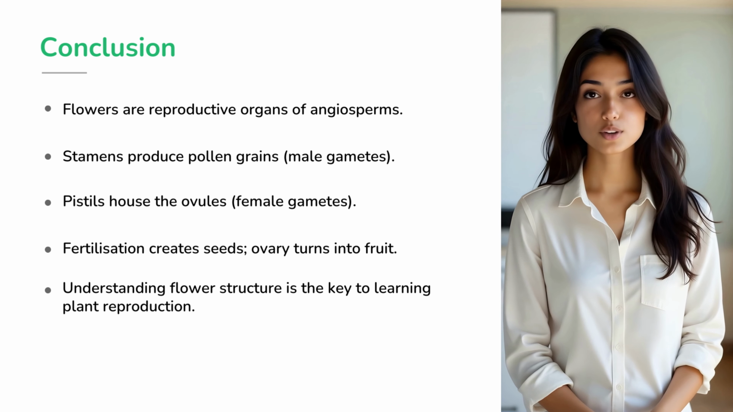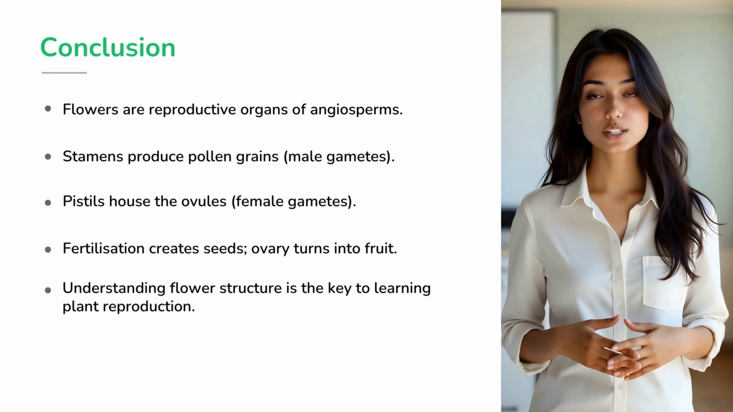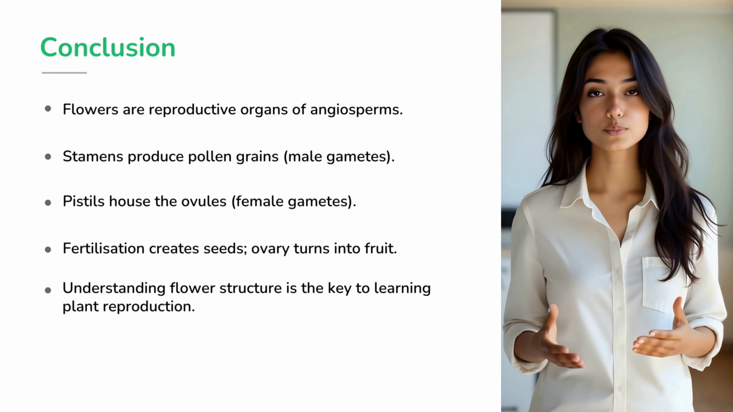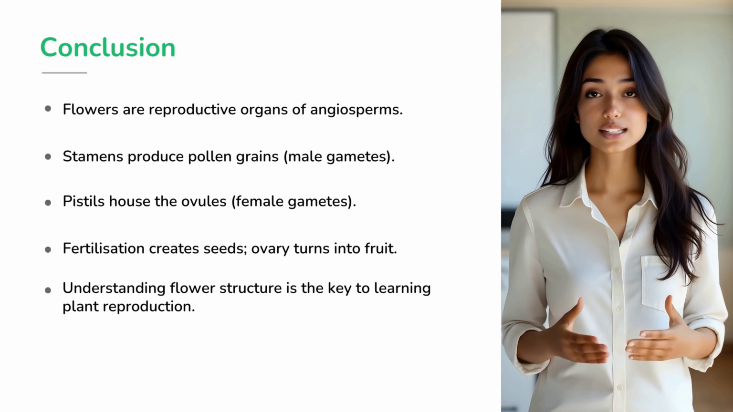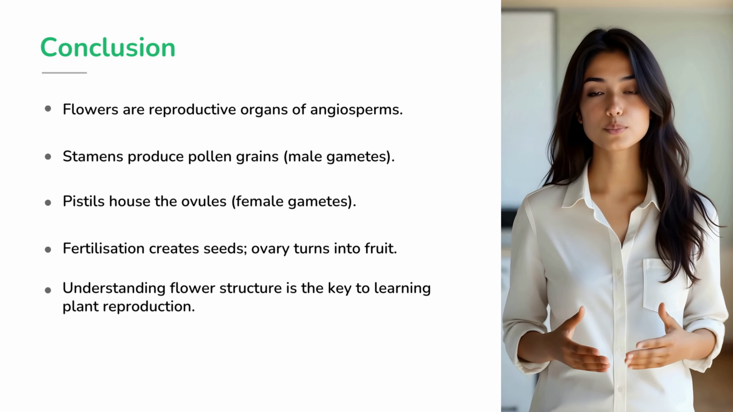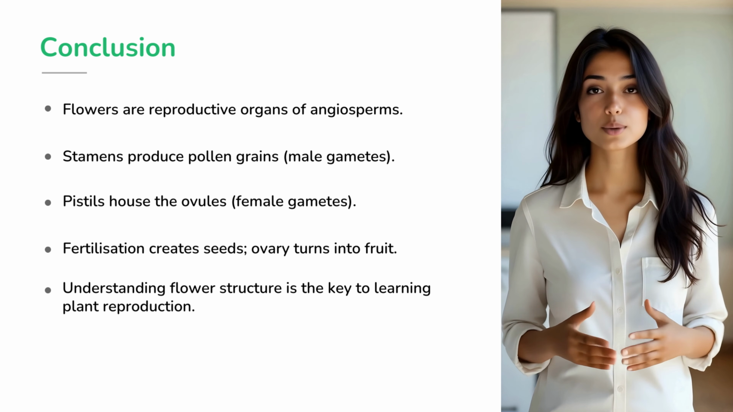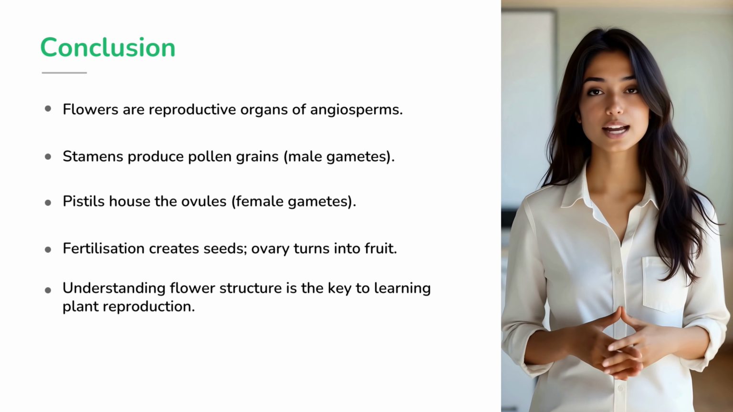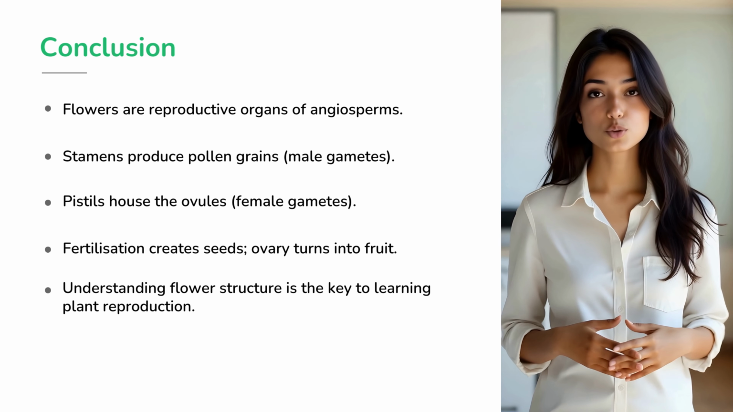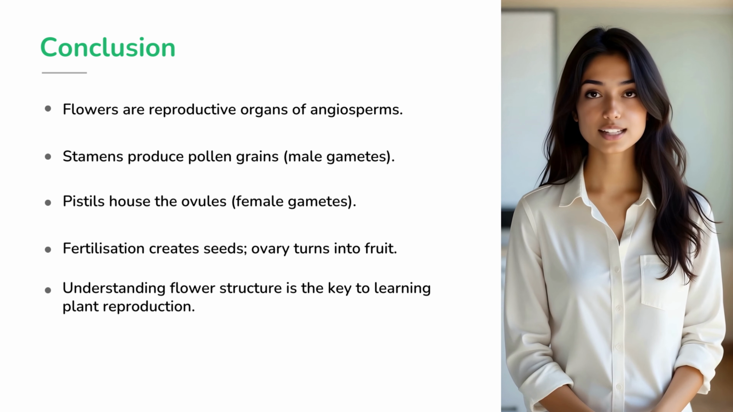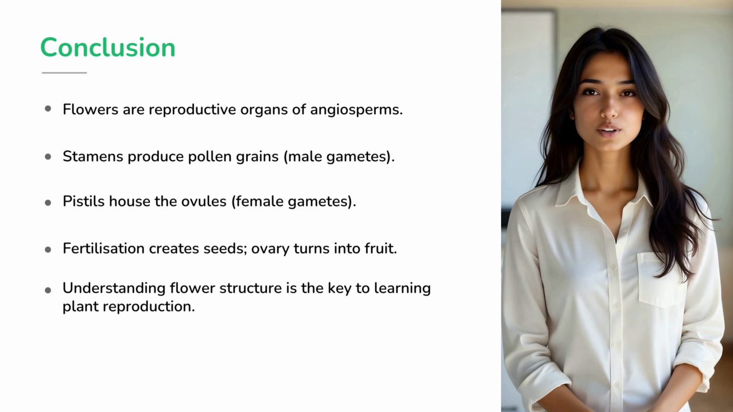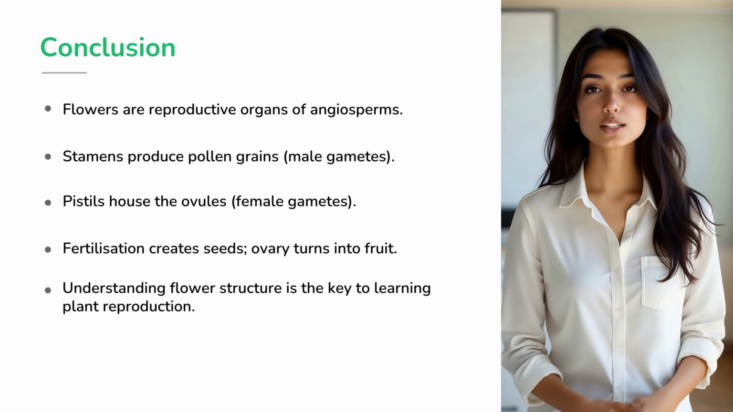Let's recap so far. Flowers are reproductive organs of angiosperms. Stamens produce pollen grains, male gametes. Pistils house the ovules, female gametes. Fertilization leads to seed and fruit formation. Understanding the structure and function of a flower is the foundation for learning plant reproduction.